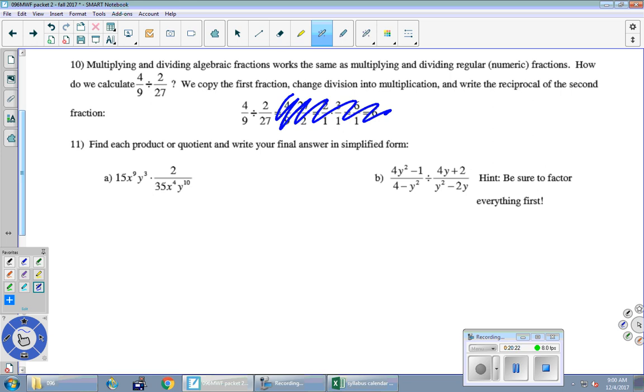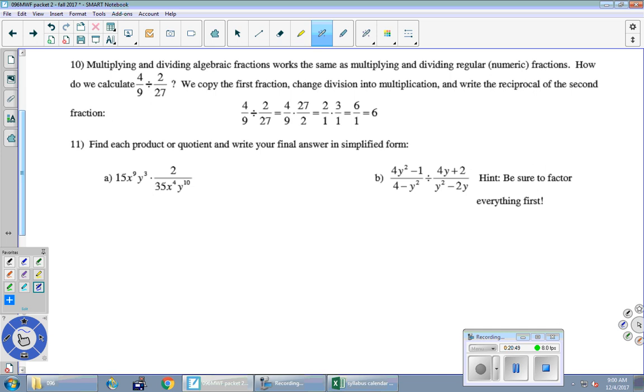Multiplication. And what change do you make to the second fraction? You flip it over, right? Fancy word for flipping a fraction? Reciprocal. Right. So keep the first fraction, division becomes multiplication, flip the second fraction. That's our process, right? Okay, so there it is. 4/9 got copied, division changed to multiplication. 2 over 27 became 27 over 2.